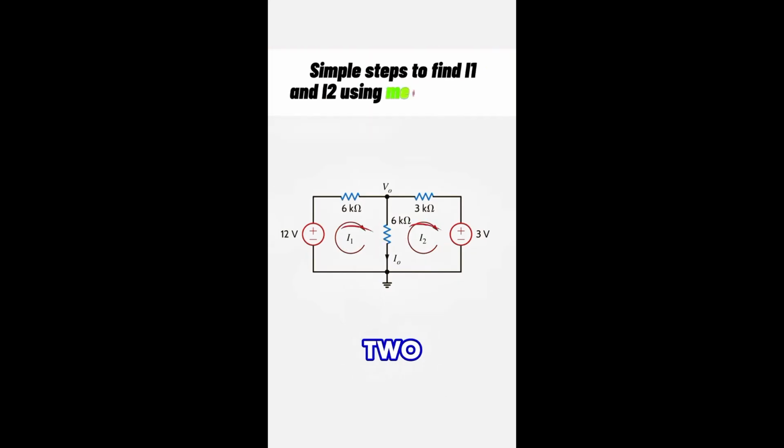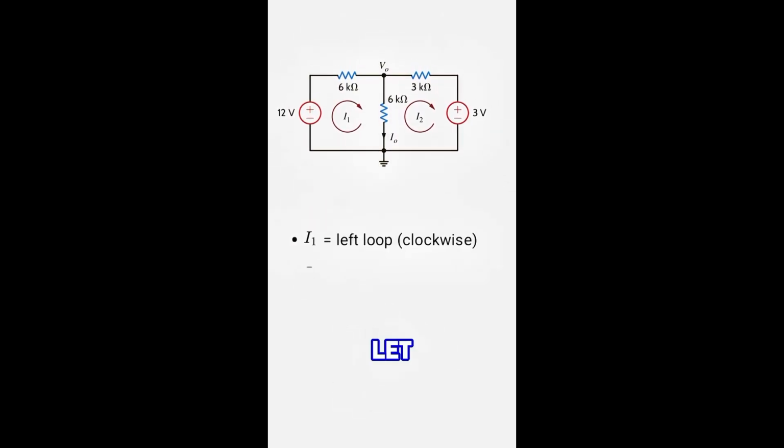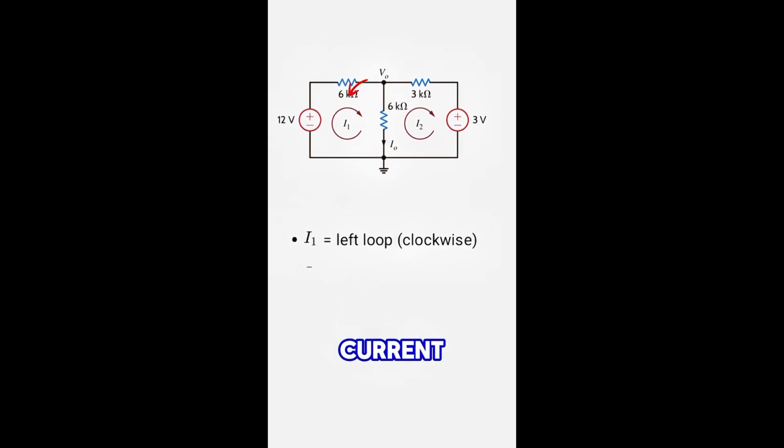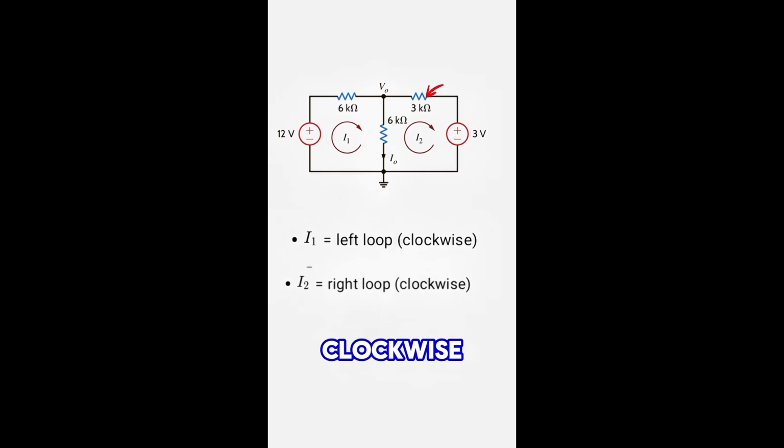2 loops, 2 voltage sources, but only one correct answer. Let's solve this using mesh analysis, step by step. First, define the mesh currents. Let I1 be the left loop current, clockwise. Let I2 be the right loop current, also clockwise.